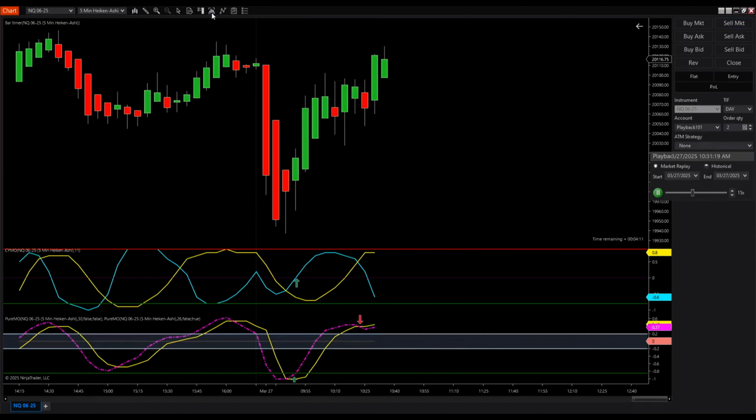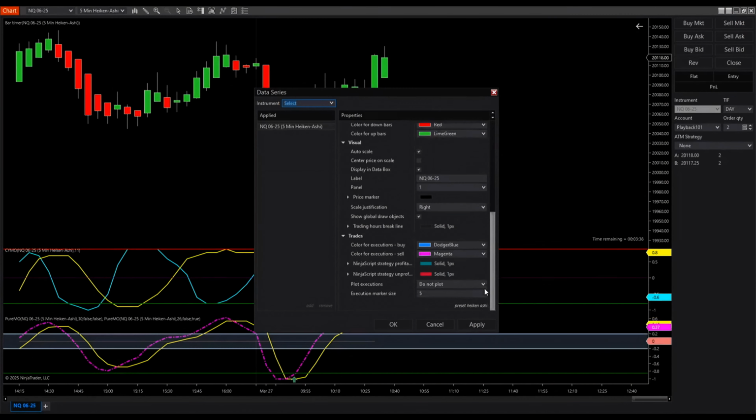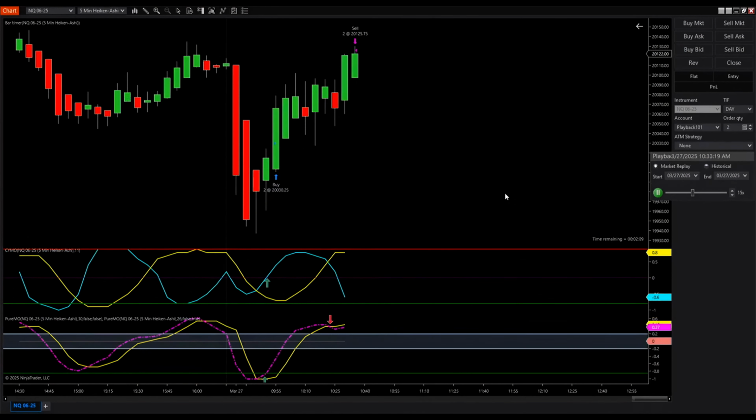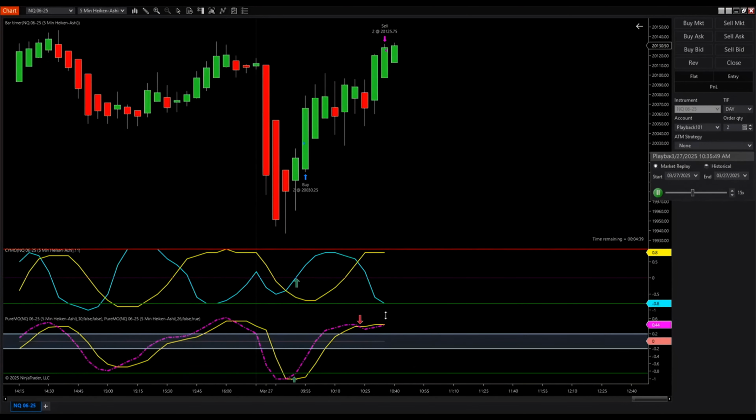Now let's see. I don't have my markers on the chart for some reason. This is a brand new chart. There we go, right there, guys. Okay, so now you can see where the trades were entered and where the trades were exited. Now, cycle just came back down below zero right there. Okay, nice.